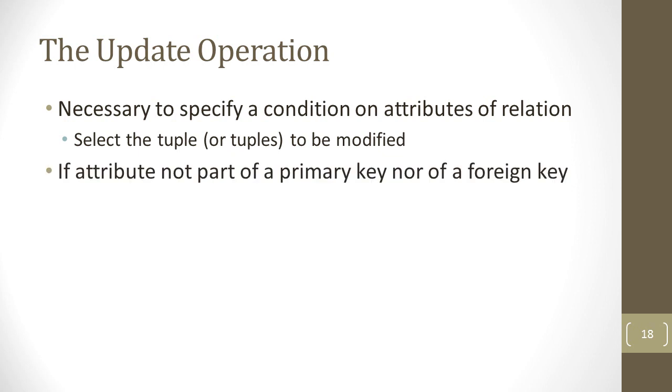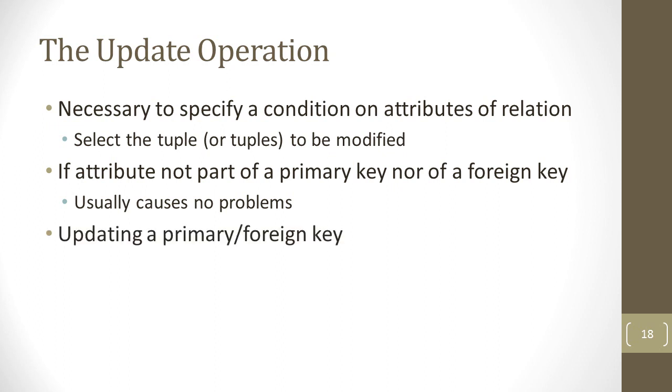If what we are updating is not part of the primary key and is also not a foreign key, usually it causes no problems. So I can update a salary pretty much across the board without causing problems. The only place I'm going to get into problems is if, for example, I enter a negative value. That's going to violate a domain constraint, but it's not going to violate any kind of referential constraints. However, if I try to update a primary or foreign key, we run into a similar set of issues as we do with insert and delete.